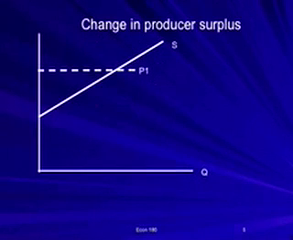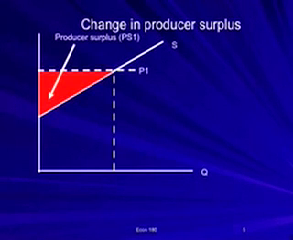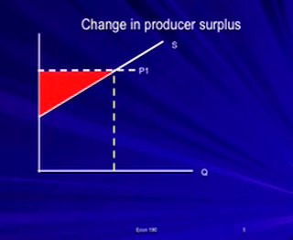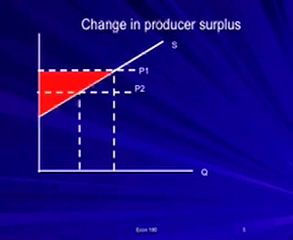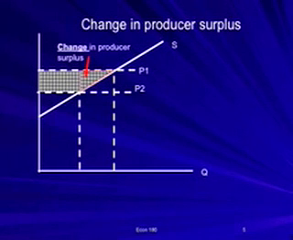We can see how producers are affected by a price change by considering changes in producer surplus. Original producer surplus is given by the red area. If the price falls to P2, supply falls and producer surplus will fall as well, now given by the yellow area. The fall in producer surplus associated with the lower price is given by this shaded area. This is when the price falls and quantity produced falls.